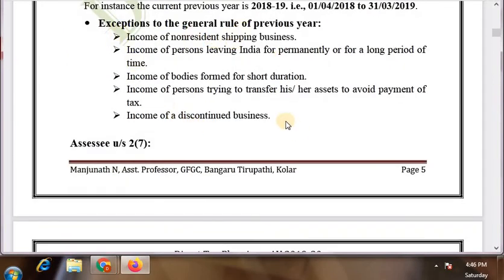There are a few exceptions to the general rule of previous year. Income of non-resident shipping business, income of persons leaving India permanently or for a long period of time, income of bodies formed for a short duration, income of a person trying to transfer his or her asset to avoid payment of tax, and income of a discontinued business. These are a few exceptions to the general rule of previous year.